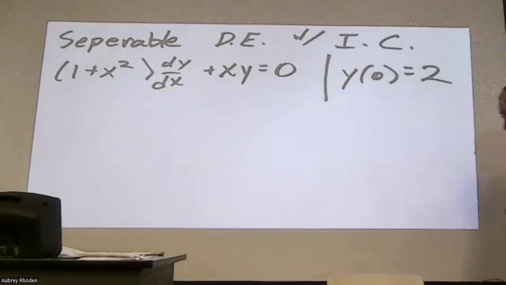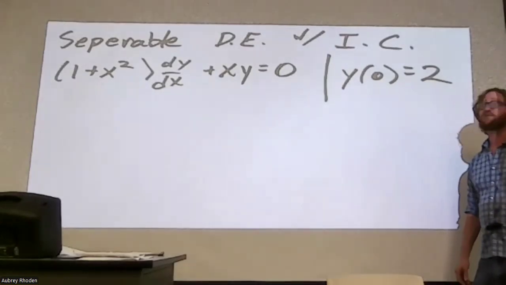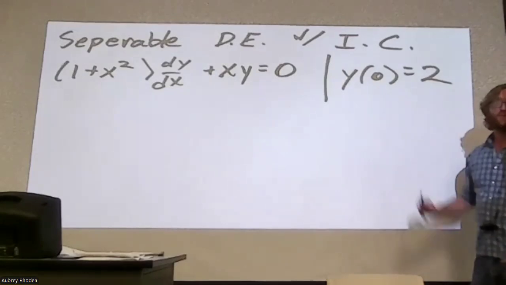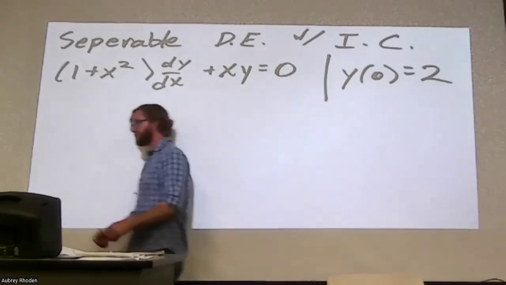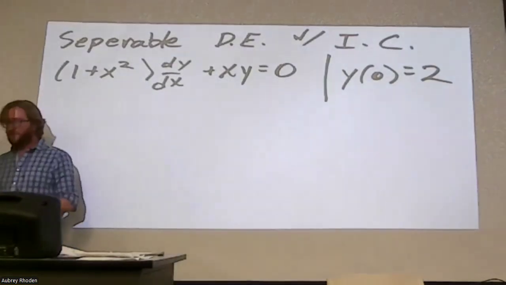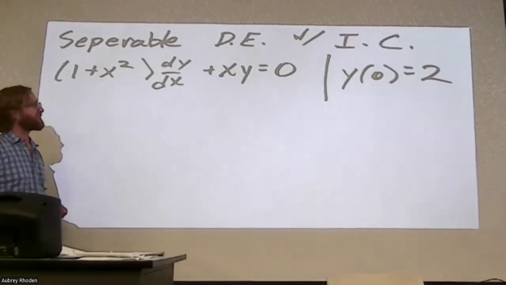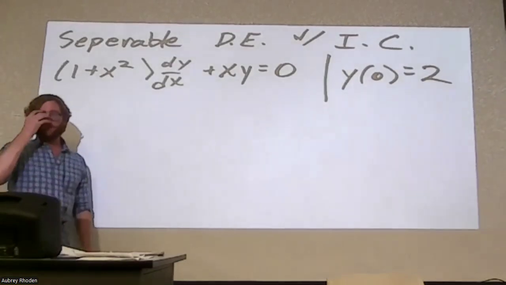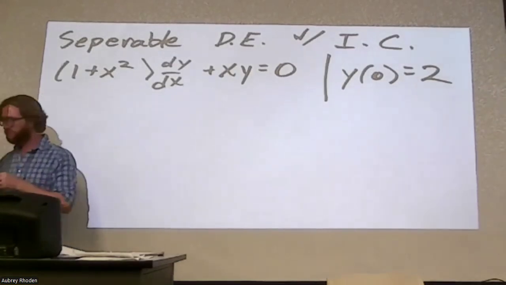Okay. We have ourselves another separable differential equation with an initial condition. That's our initial condition right there: y of 0 equals 2. Some of these problems don't necessarily look separable at first, so you've got to play around with the algebra until you make them separable.